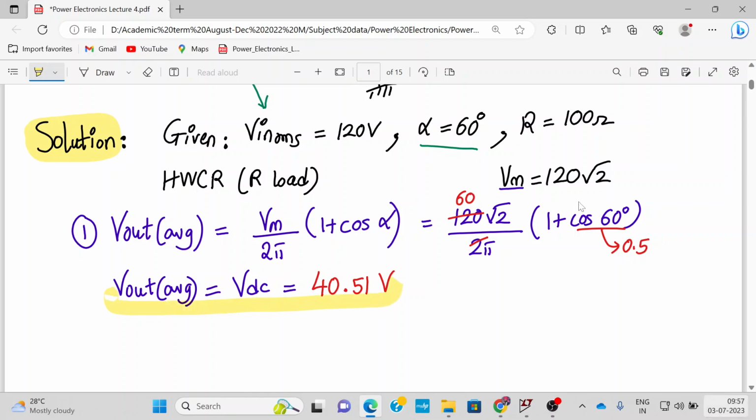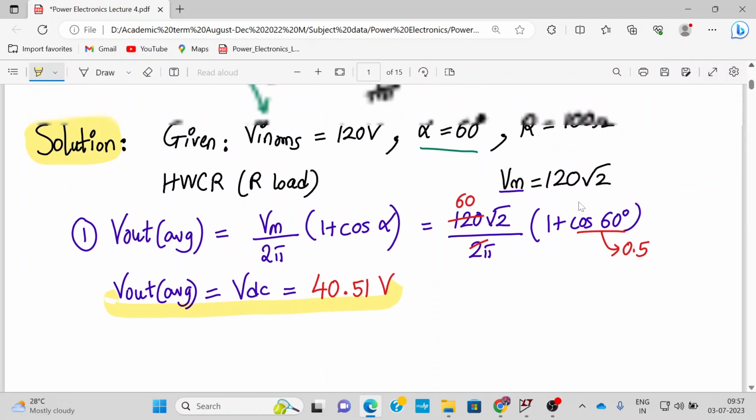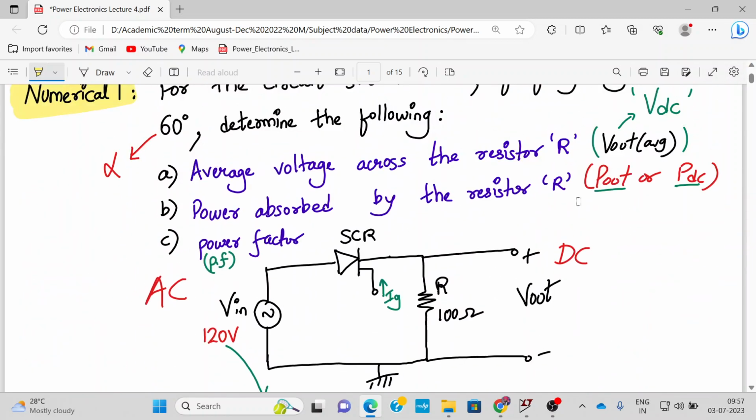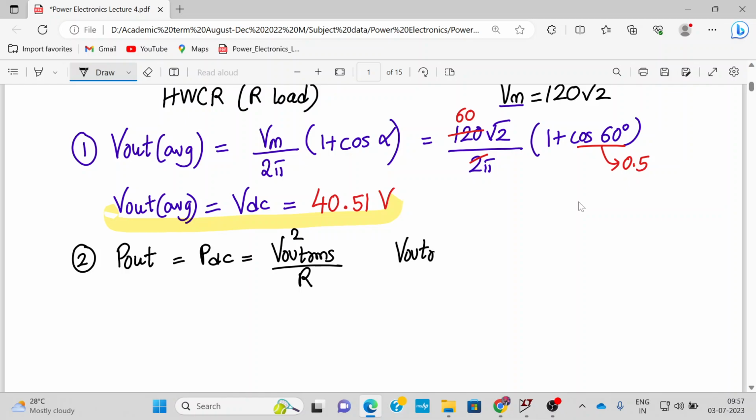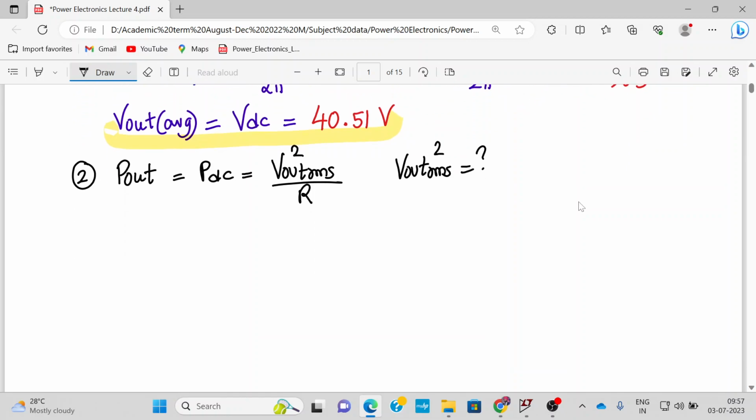Now next, what we have to find out is the value of power absorbed by the resistor. Power absorbed by the resistor formula is given by P out, also called PDC. It is given by V out RMS square divided by R. So that means we have to find the value of V out RMS square.